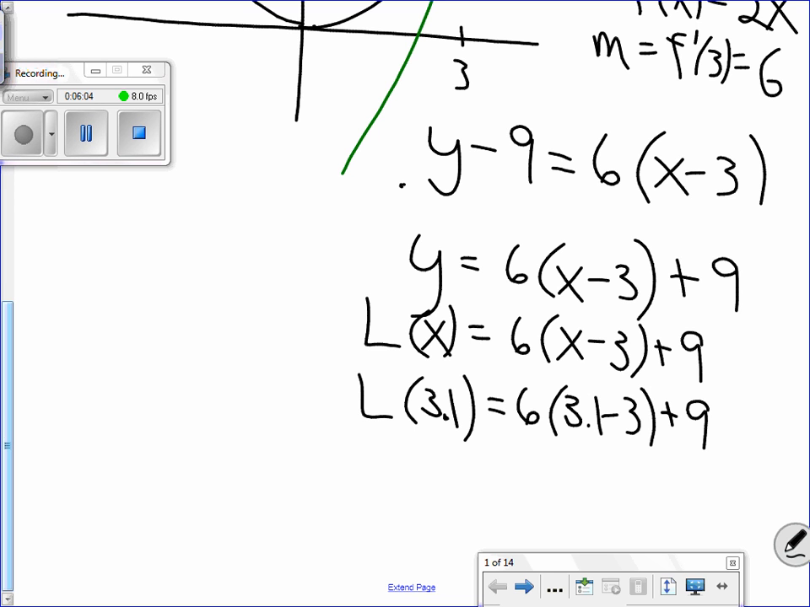See why they want to distribute? Because it's so nice. 3.1 minus 3 is 0.1, times 6 is 0.6, plus 9 is 9.6. So when x is 3.1, y on the tangent line equals 9.6.